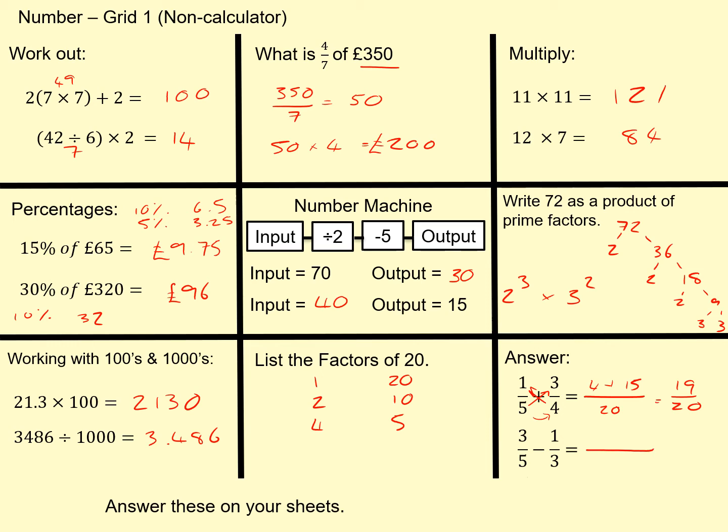Next one, same process again. Multiply the bottom 2 numbers together. So 5 times 3 is 15. And cross multiply, 3 3's is 9. 5 times 1 is 5. This one was a subtract. 9 take away 5 is 4, all over 15. And again, can't simplify. So there's our answers for the number grid.